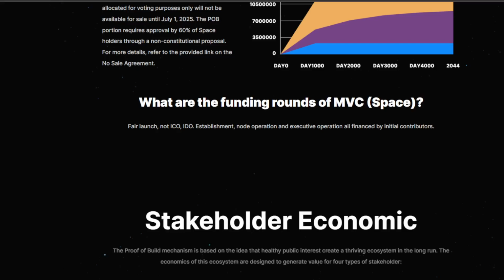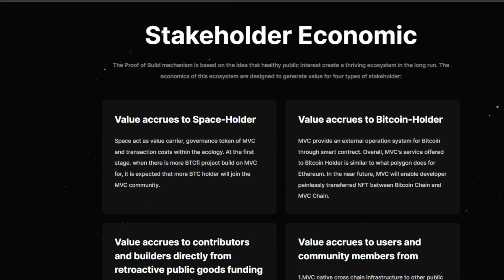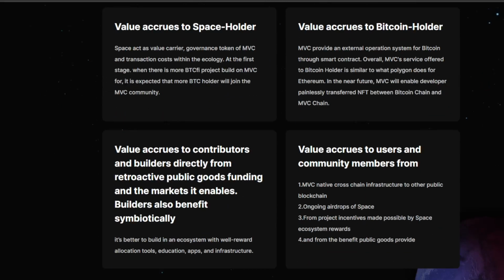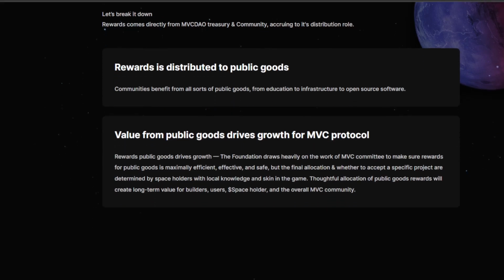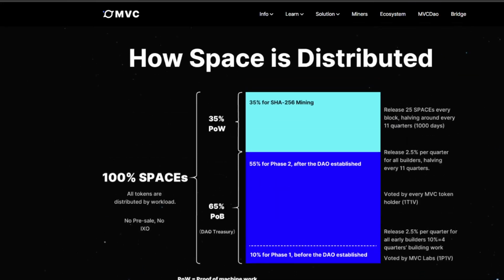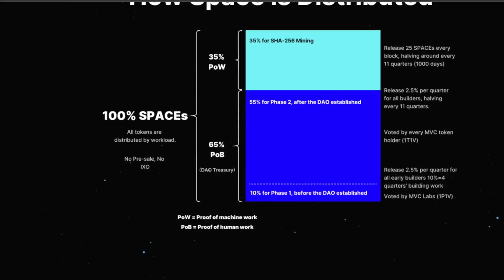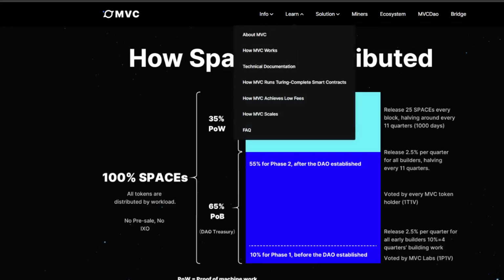Establishment, not node operation, an exclusive operation. Oh, I don't even know, guys. Language. Stakeholder economics, something to look into, guys. Right now, a bit of a red flag there for me. And again, value incurs, rewards are distributed to public goods. Open source software, value, open goods. Again, a lot. What is all of this? You've got to be clear. Too many paragraphs, too much jargon, but nonetheless, this is what bothers me the most here on Space: what's going on with this token distribution. Okay, let's continue. And if we need to touch base back there, we will.